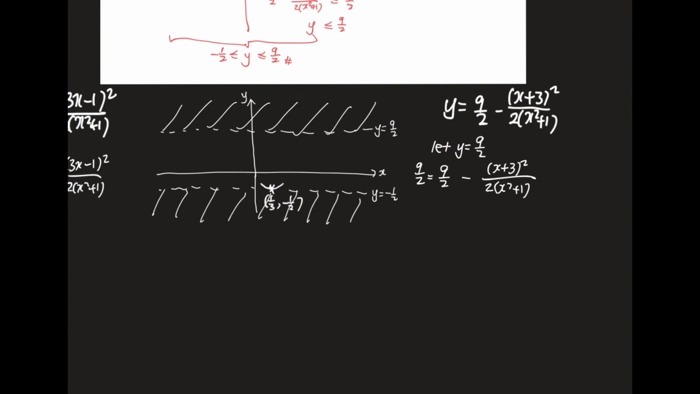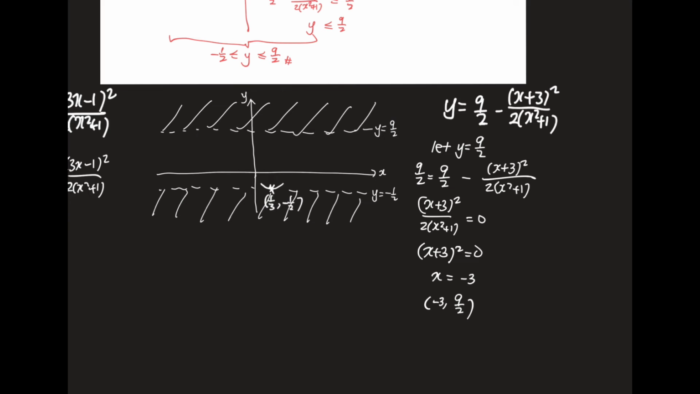Okay, then we solve the equation. We get (x + 3)² over 2, x² + 1 equal to 0. Then (x + 3)² equal to 0, so x equal to minus 3. So the turning point is minus 3 and 9 over 2.